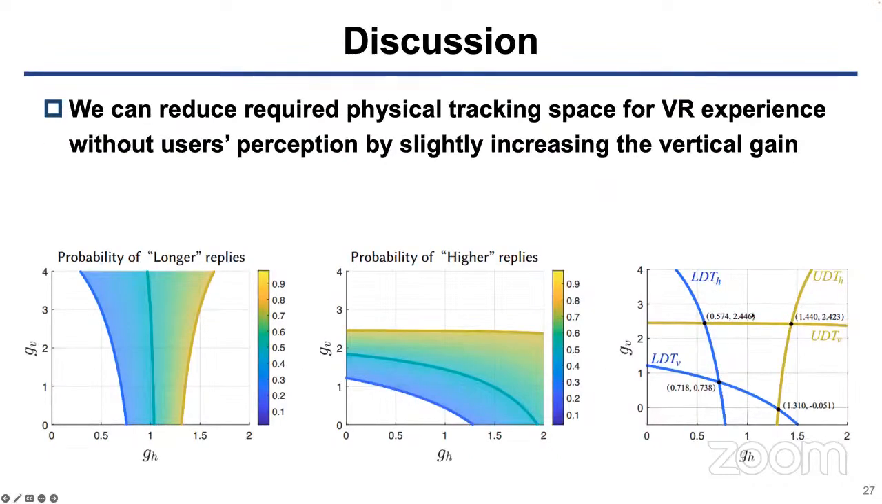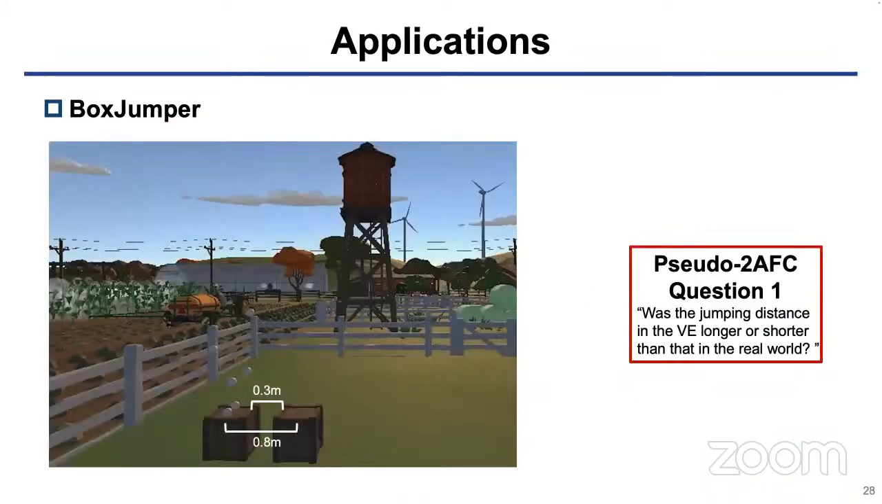So we can reduce the required physical tracking space for the VR experience without the user's perception by slightly increasing the vertical gain. And we developed two applications, the gaming applications. So we tested the theory of what we found of the detection threshold in the game.